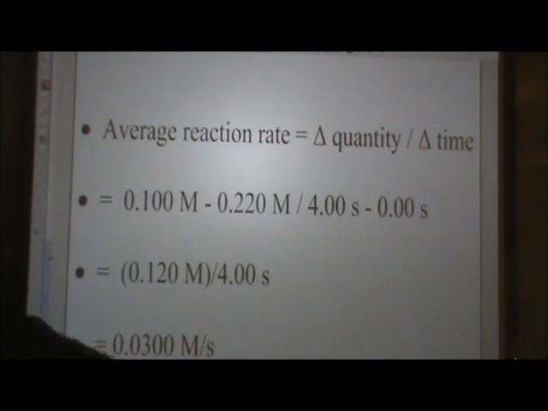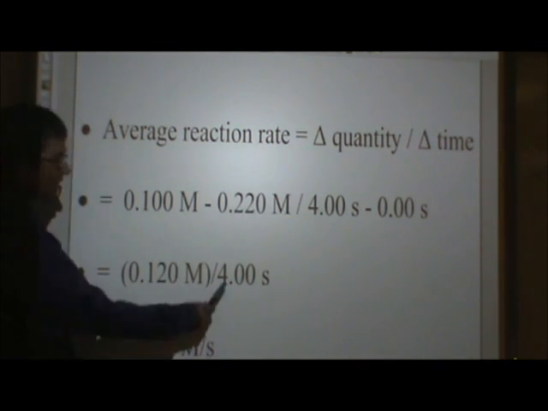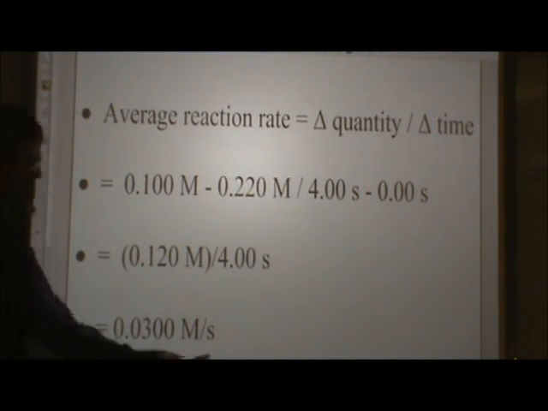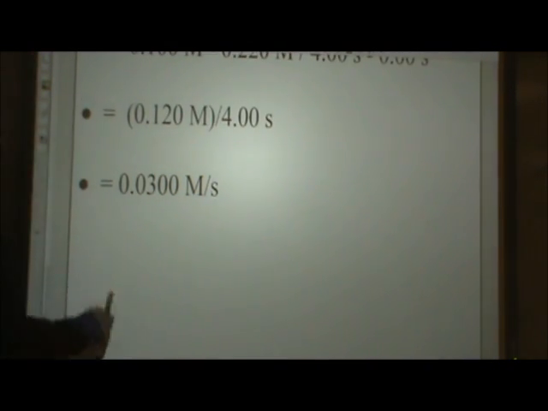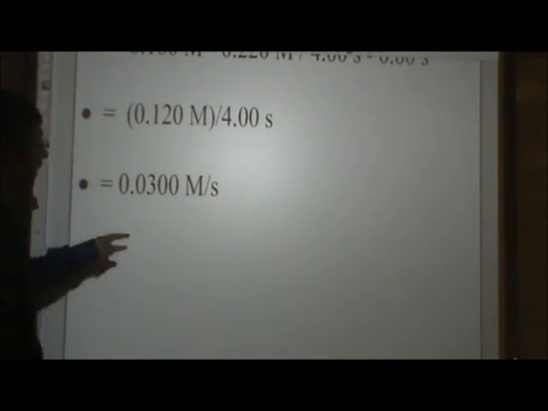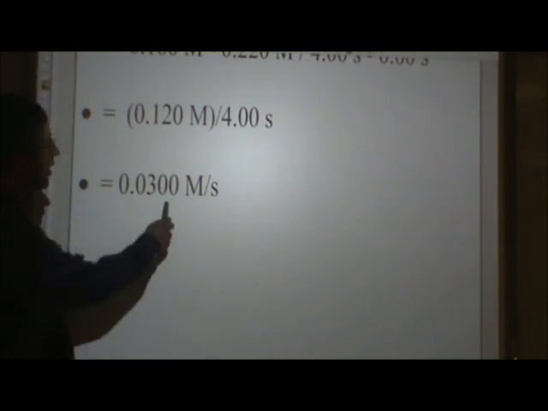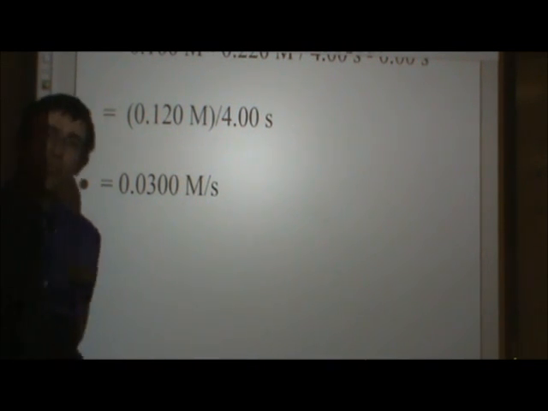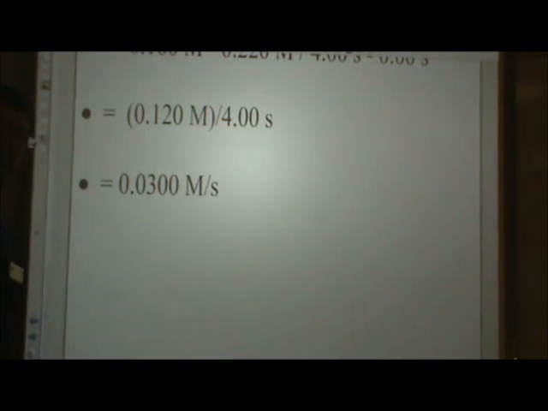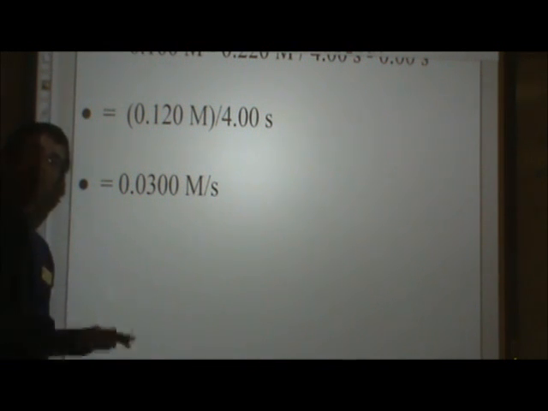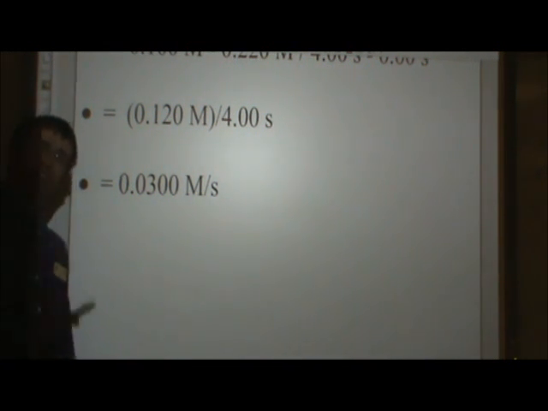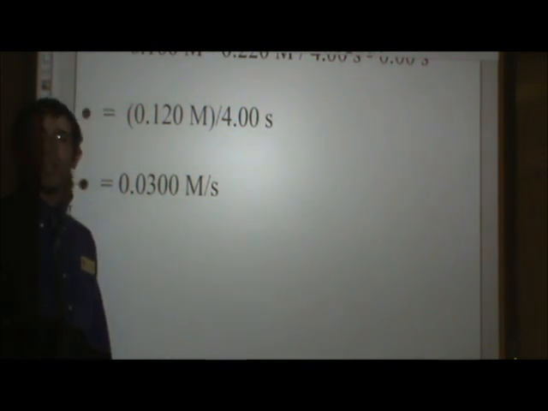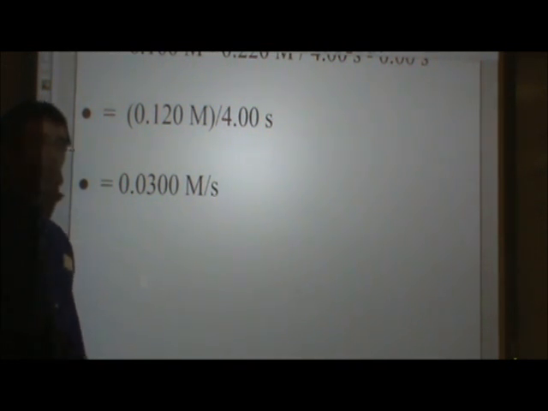So if I subtracted these two, 0.1 minus 0.22, you'd get 0.120 molar. So there's the change in concentration. 4 seconds minus 0 seconds is 4. Plug this into our handy calculators, and we get 0.0300 molarity per second. And that's the calculation of reaction rate. So the calculations in this part of the chapter are very, very simple, very straightforward. Once again, the reaction rate that we'll calculate is the average reaction rate, which is the change in quantity, so how much the concentration changes, divided by the change in time.